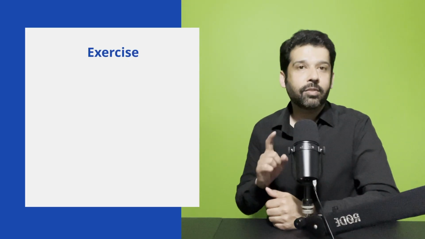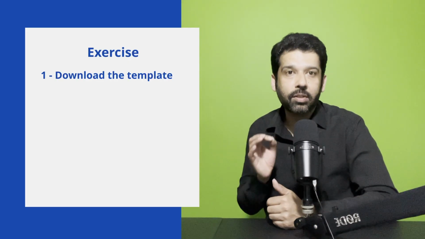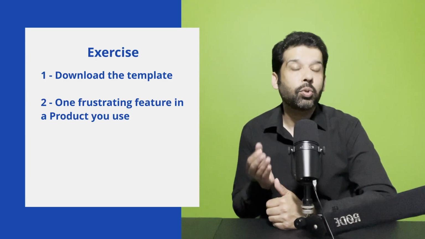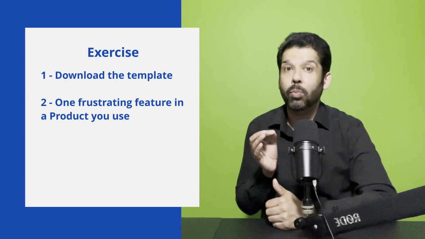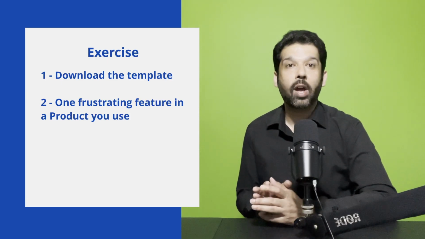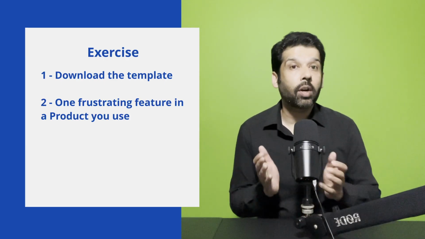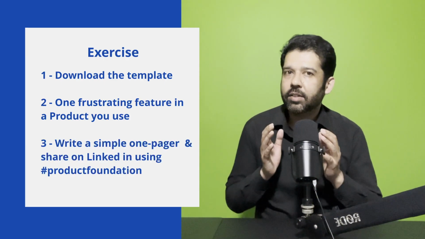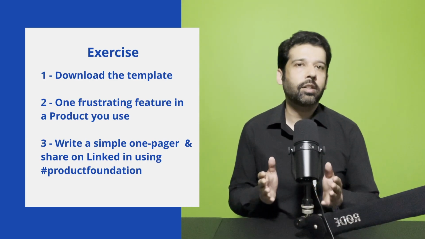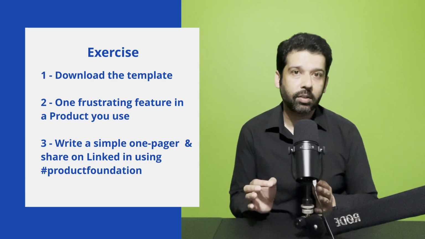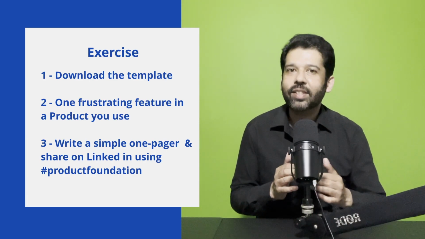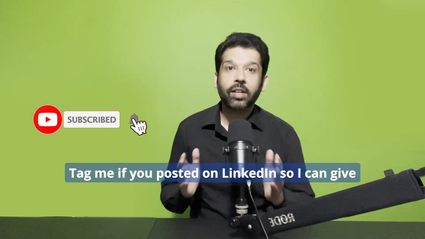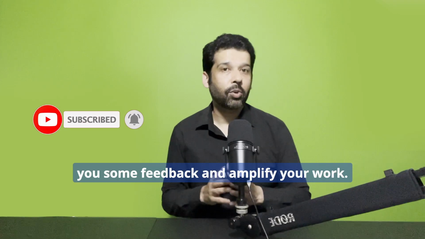Now it's your turn. First, download the free template I used in this video. The link is in the description below. Second, think of a product you use and one feature that annoys you most. Don't limit your thinking to apps or websites only. The product can also be a washing machine or your automobile. Third, write a simple one-pager and share that using the hashtag product foundation, and then repeat the whole process 5 times. Tag me if you post it on LinkedIn so I can give you some feedback and amplify your work.